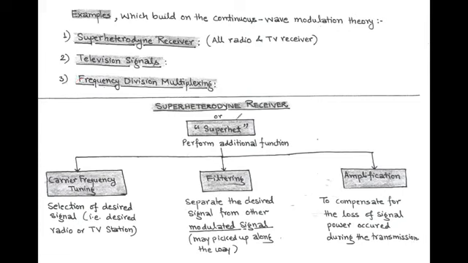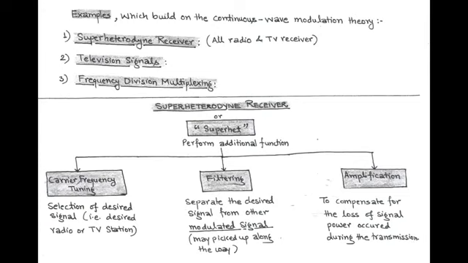So our first topic is the superheterodyne receiver or superhet. The superheterodyne receiver is used in all radio and TV receivers as it performs additional functions such as carrier frequency tuning, filtering and amplification. These are the additional functions besides detection of signals which make the superheterodyne receiver common for all radio and TV receivers.